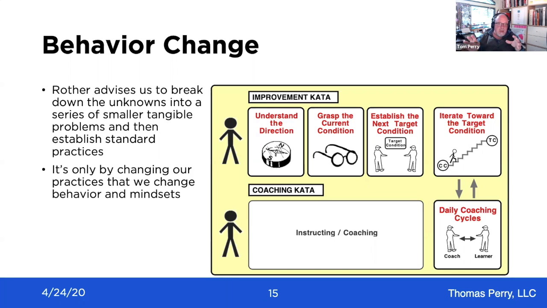Again, Rother is blending in a little bit of deliberate practice here in that he believes that a kata needs to take place with a coach present. Having that coach present is essential for kata to actually work. The coach is watching the student as they go through their practice, giving them rapid feedback, daily at the very least, as they try to adopt new practices. And again, it's by adopting these new practices that we hope we can change mindsets, not the other way around.